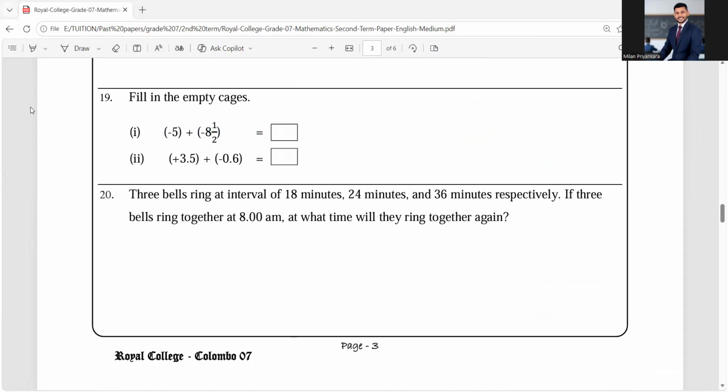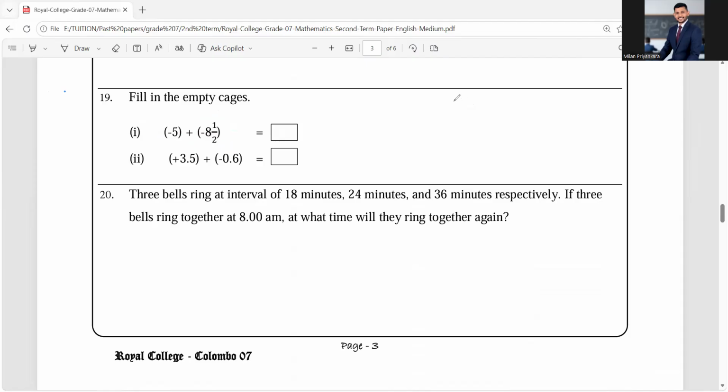Now, the 19th question. Fill in the empty cages. It's nothing but the answer, right? You need to get the answer. What you have to do is this. When you add, if both numbers are negative, you have to add. If both numbers are positive, then also you have to add. The final answer gets the same sign. Now you see both are the same sign. Therefore, you have to add.